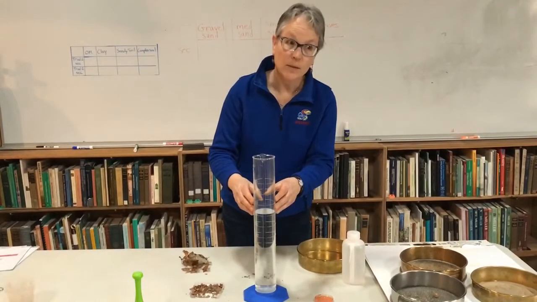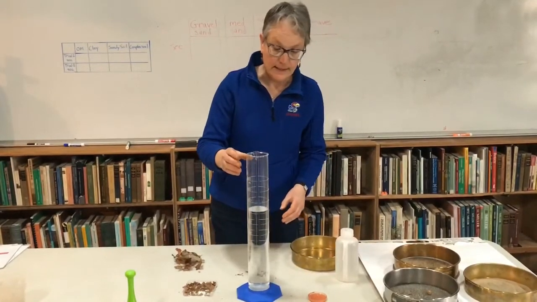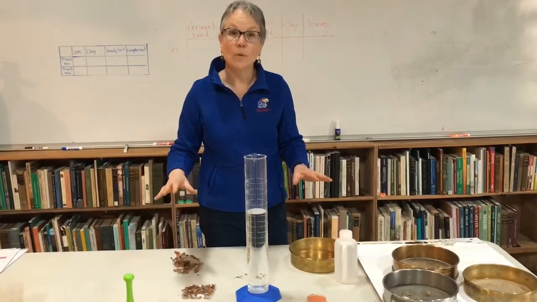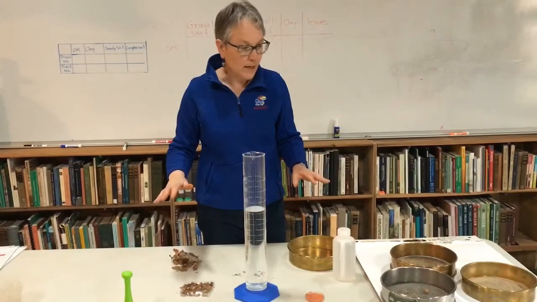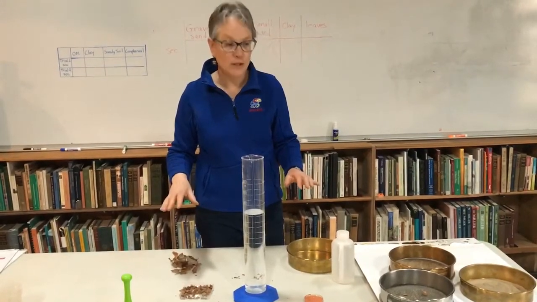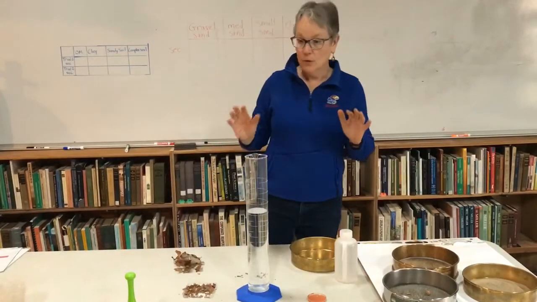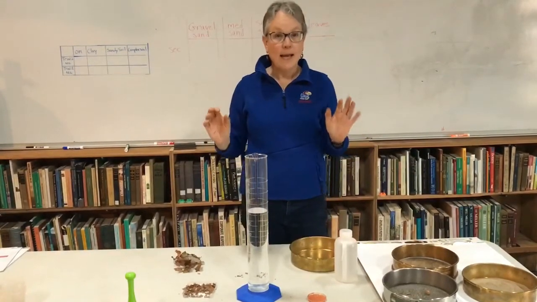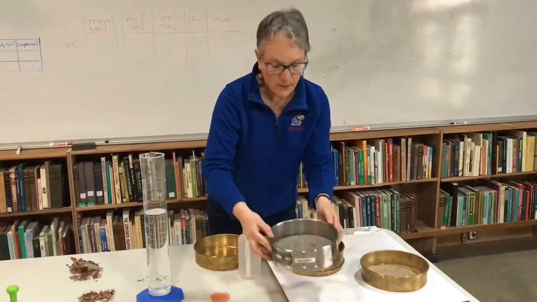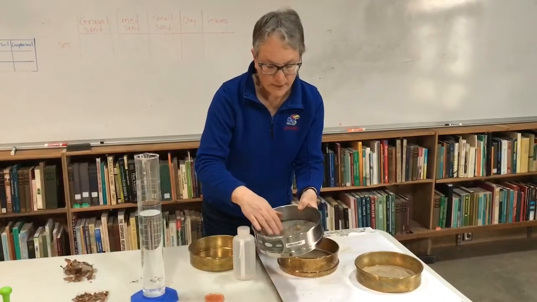So this is a gradient, and we're going to count how many seconds it takes for these different particles to move through the water. But before we do that, let's hypothesize what's going to happen. Let's make a prediction. I'm going to have you make a prediction, and you can think about it as I'm doing it here. So do you think that these larger particles of sand will fall fastest or slowest?